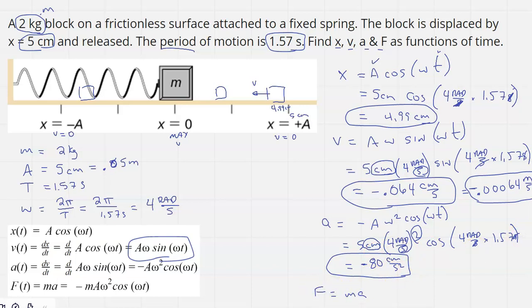Lastly here, if I want the force, that's a simple matter. Just take mass times the acceleration. I'm going to just use the number right here and plug it in. I could put all of this again like the formula says, but I already have the acceleration, so why trouble myself? There's a 2 up there. So 2 times negative 80 would be negative 160. When I do kilograms times meters per second squared, that's going to give me newtons of force, and that's my force at 1.57 seconds.